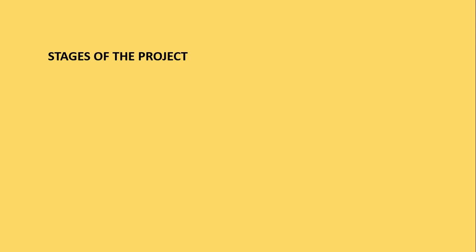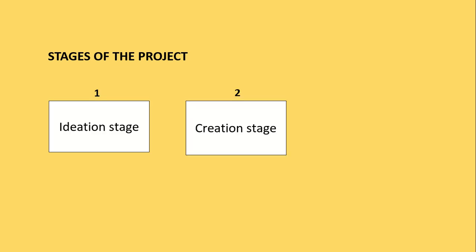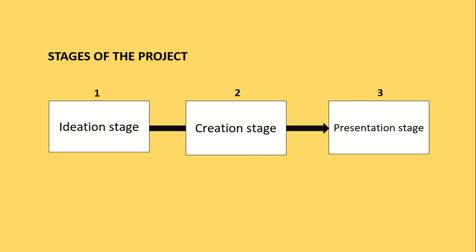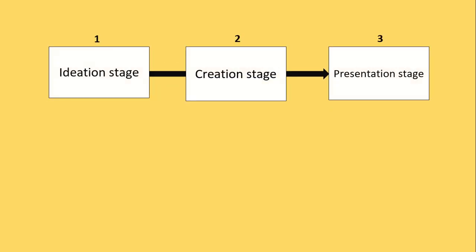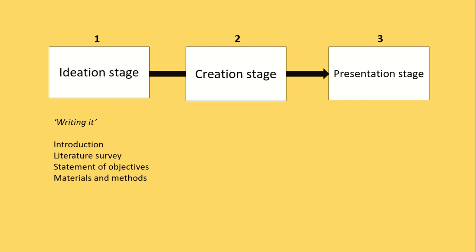First of all, we can split the project into three stages: the ideation stage, the creation stage, and the presentation stage. The ideation stage, which is the point you are now, can also be called the proposal writing stage. Here, you are expected to communicate to the audience two primary things. One, what is the project about? And two, how is this project beneficial?